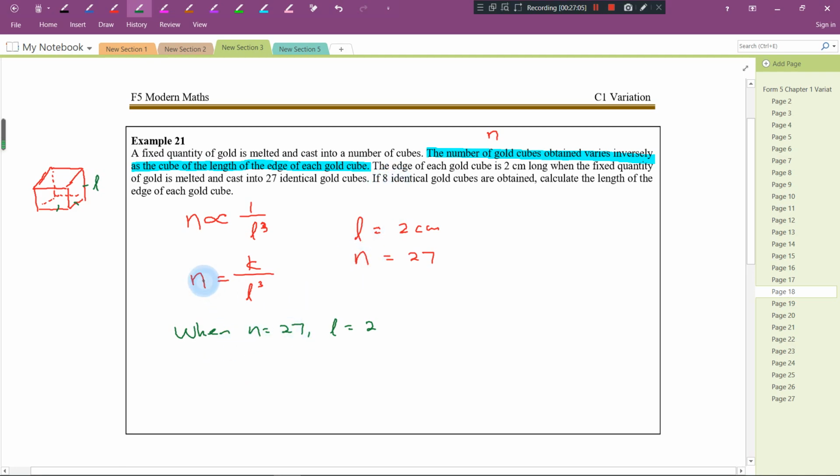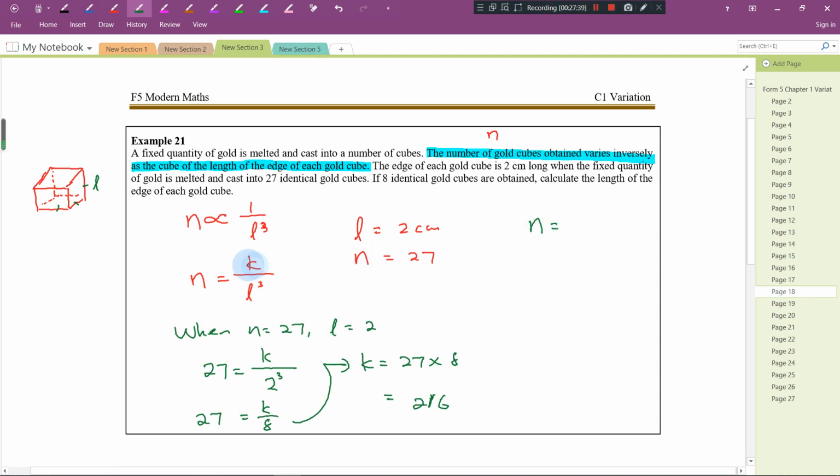Okay, when N is equal to 27, I'm going to bring the 27 over here. K, I don't know, I want to find the K. L is equal to 2, but don't forget to put a cube here. So 27 is equal to K over 8. K is equal to 27 times 8. Okay, 216.